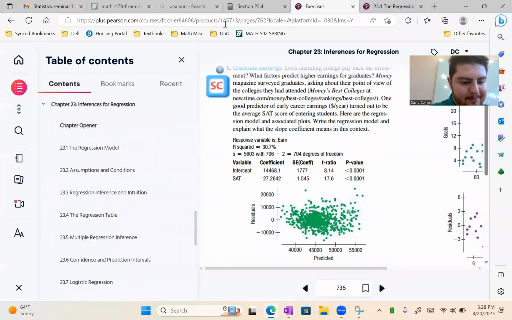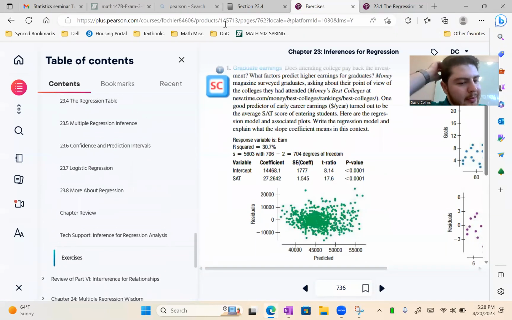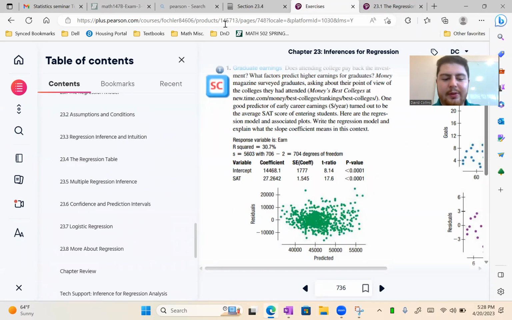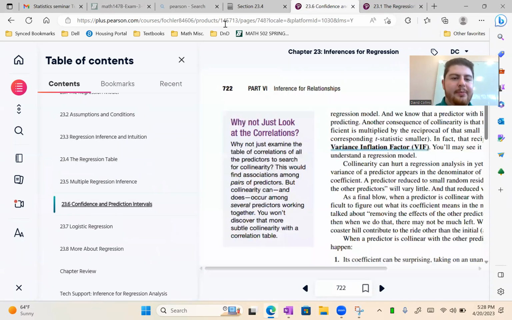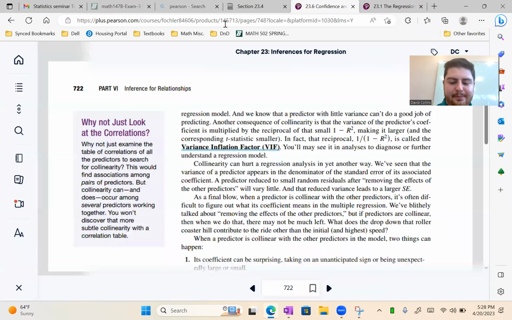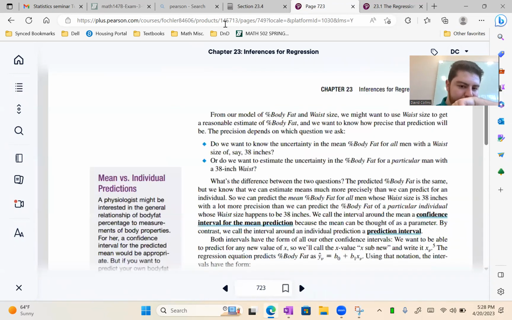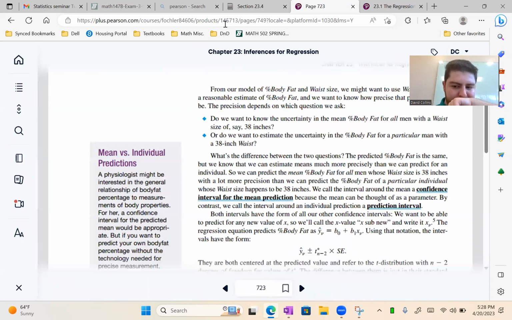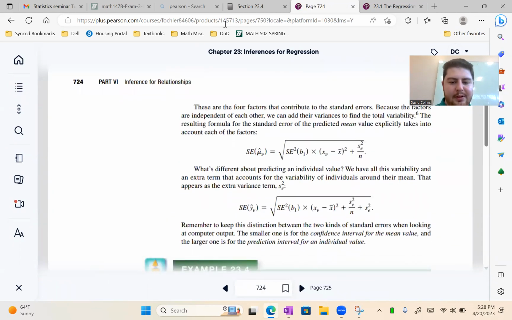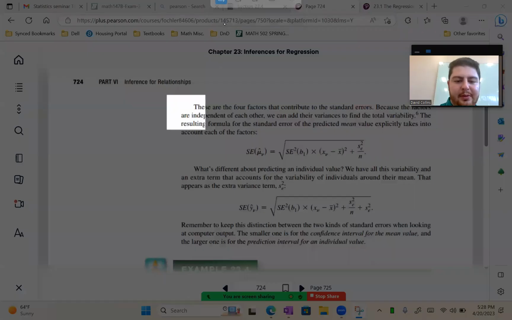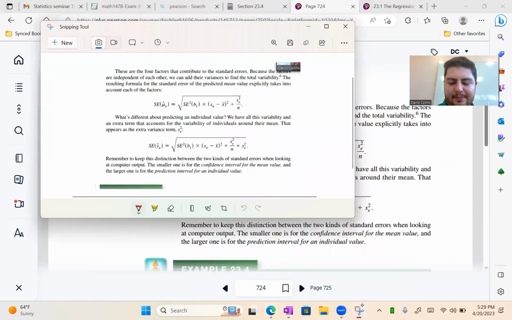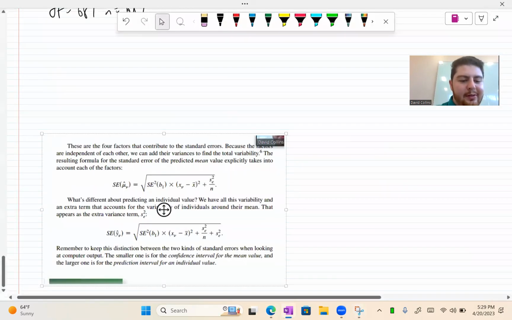Page. It's not even on my study guide because it wasn't on the last test. It is these two not nice looking formulas. It'll be written for you on the quiz.